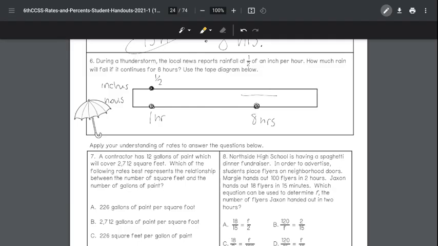Well, turn them into proportions just like that. Okay, and we're trying to figure out how much rain is going to happen. So you cross multiply and then divide. 8 times 1/2 equals 4. 4 divided by 1 is 4. So in 8 hours, it's going to rain 4 inches.